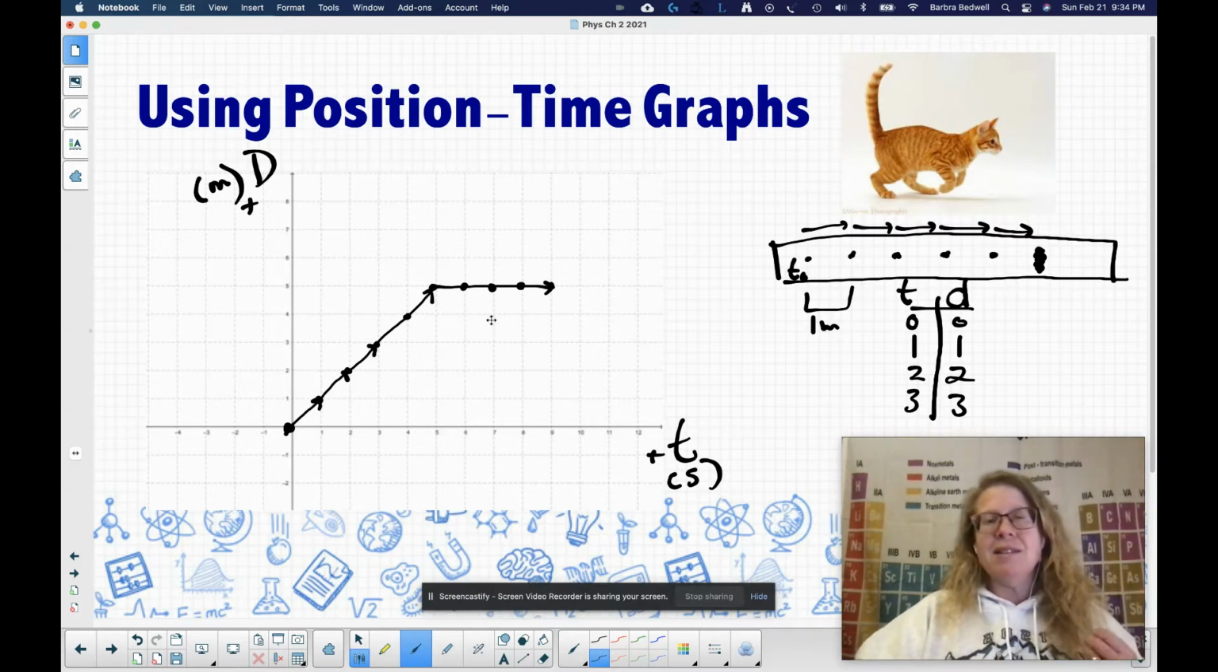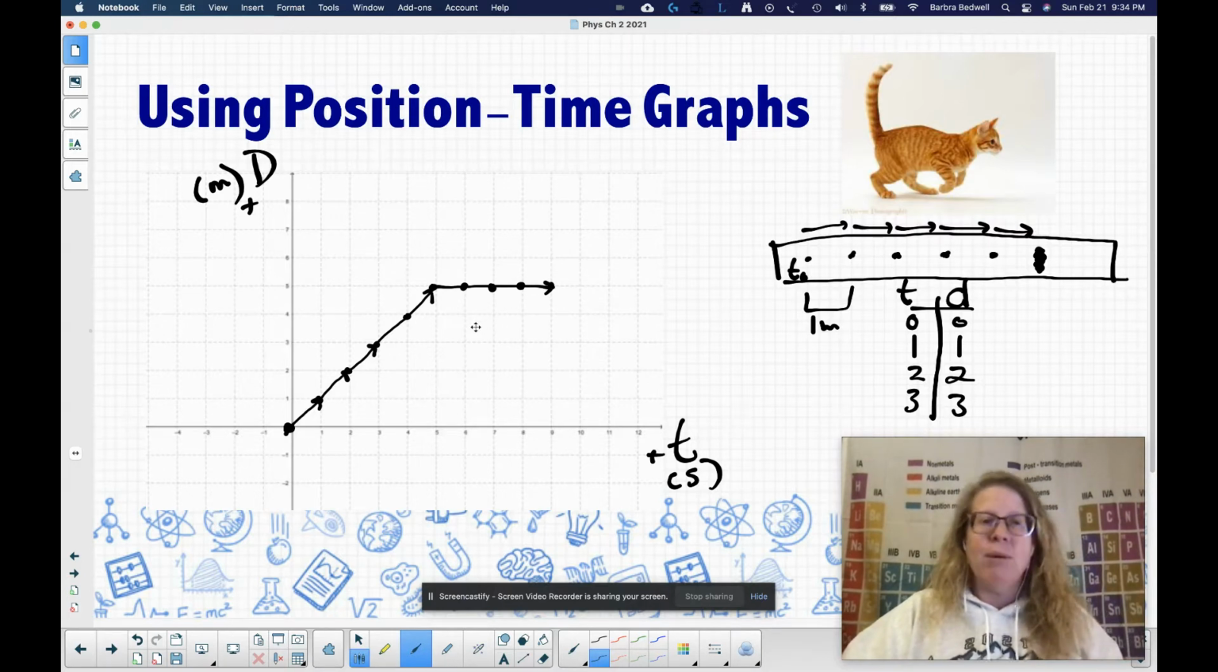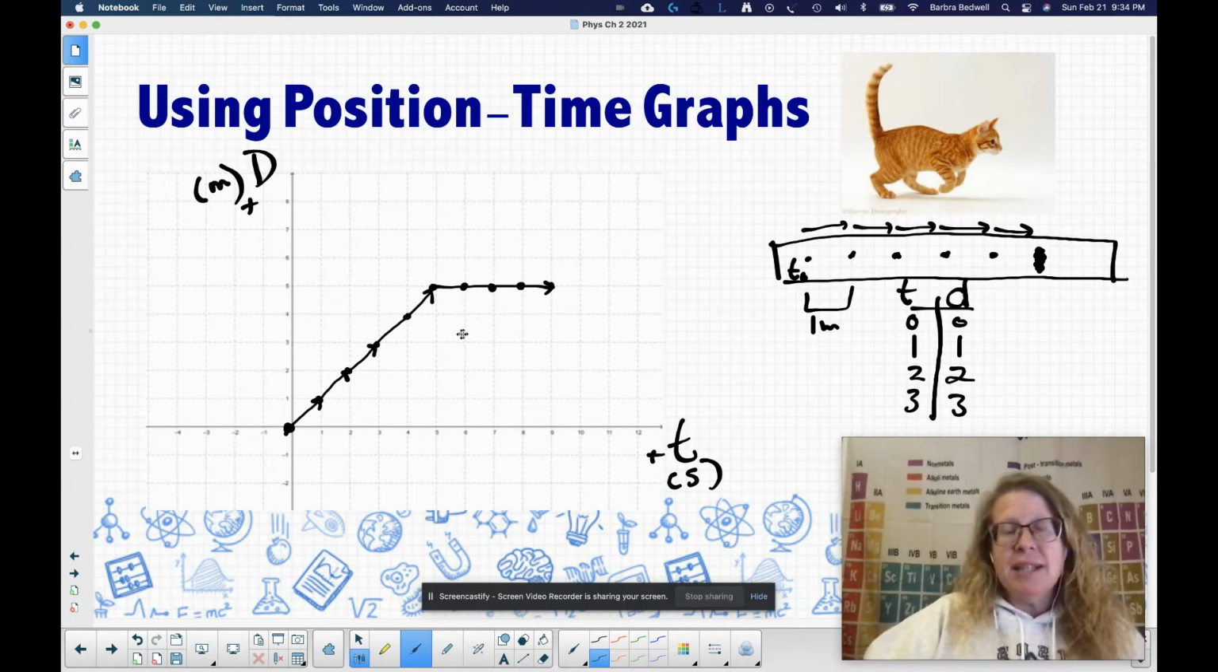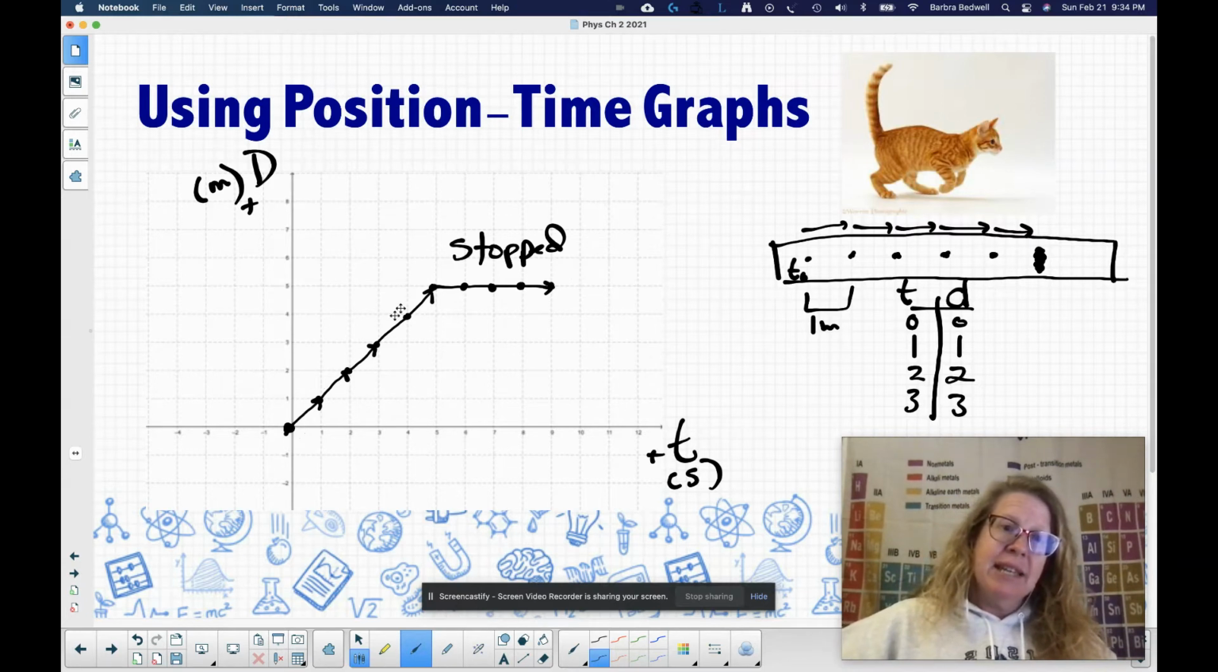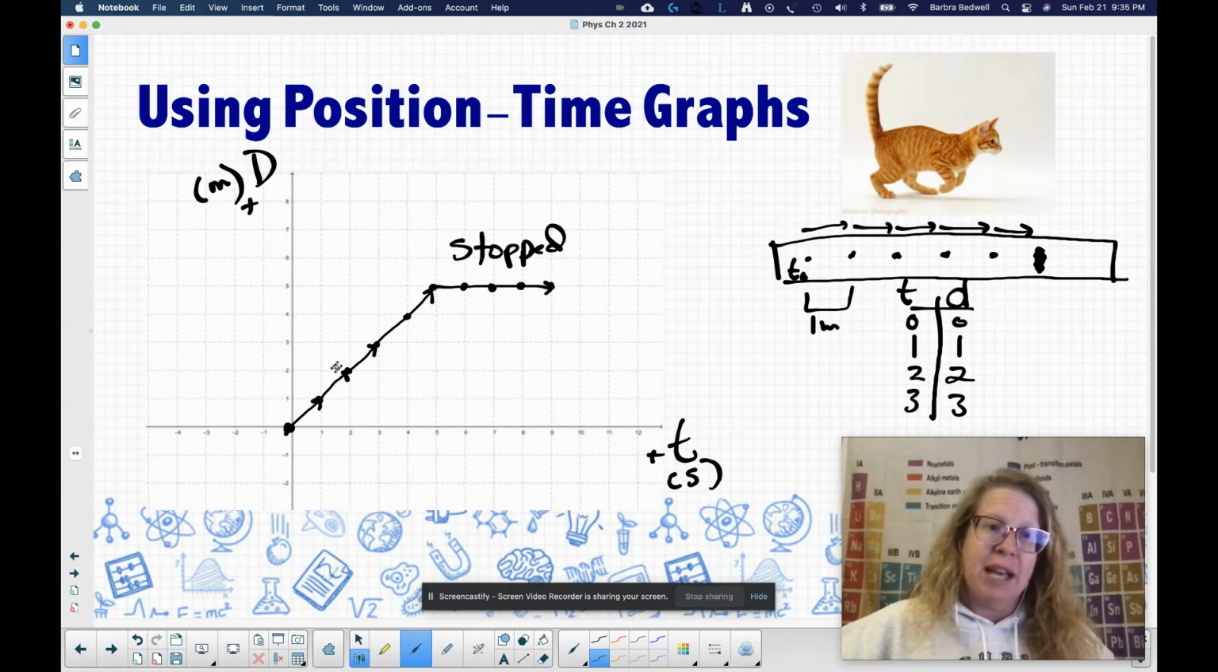Slope tells us something important about how something's moving. Not only does this tell us where it is, but it tells us how it's moving. When this line is flat and horizontal like this, that means it's staying at one position. This is actually stopped, right? When it's going like this, and it's moving from position 1 to 2 to 3 to 4 to 5 over time, this is moving forward.